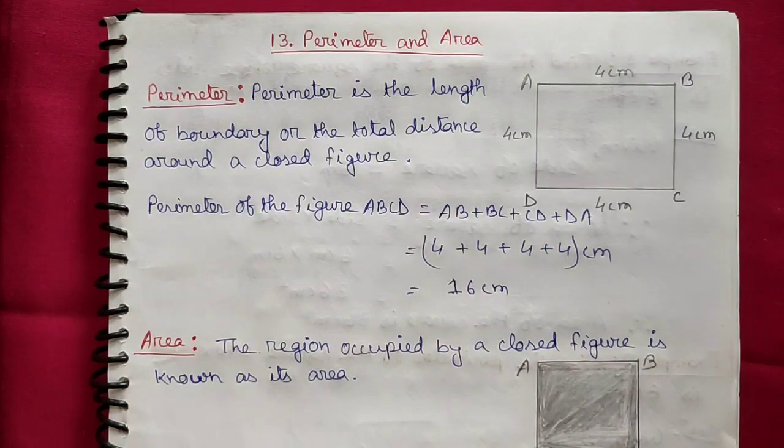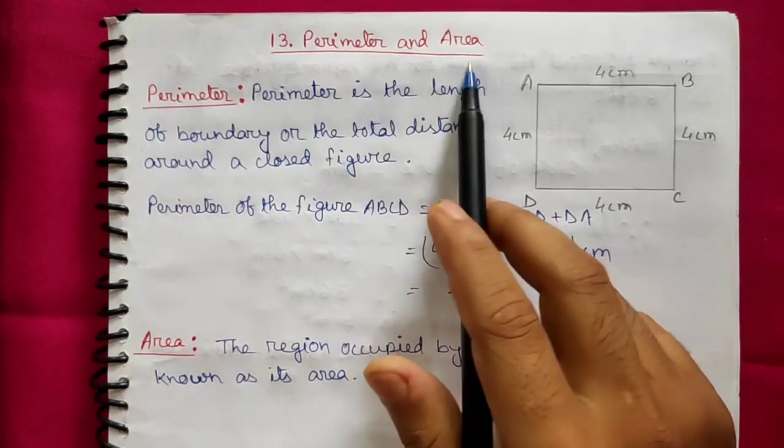Hello everyone, I am here with a new video of chapter number 13, class 7, that is perimeter and area. This is an introduction video in which we will see the whole overview of the chapter, and we will discuss the various formulas of the various shapes. So let's start with the name perimeter and area.